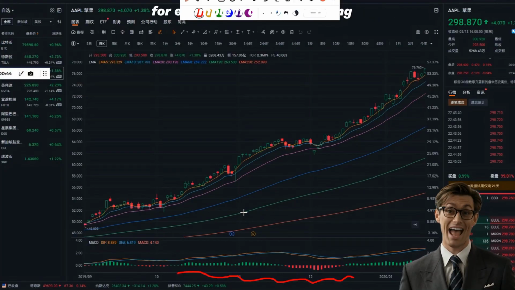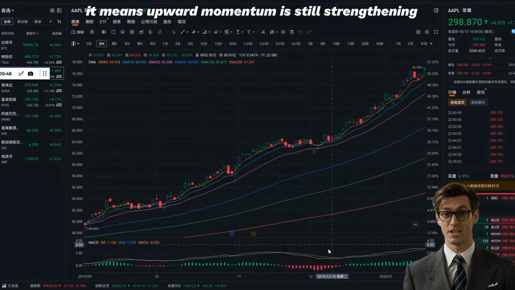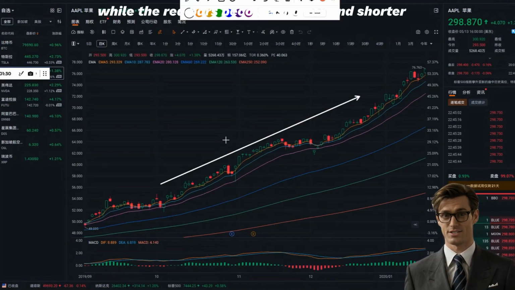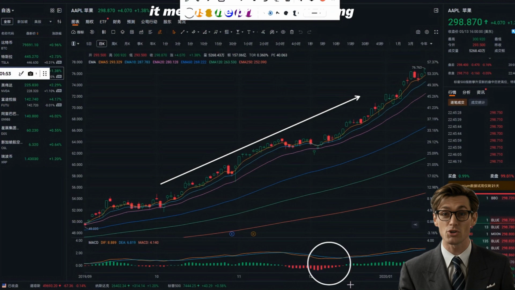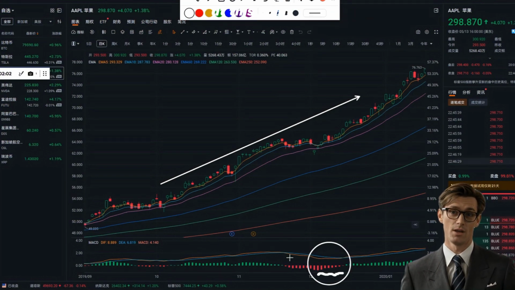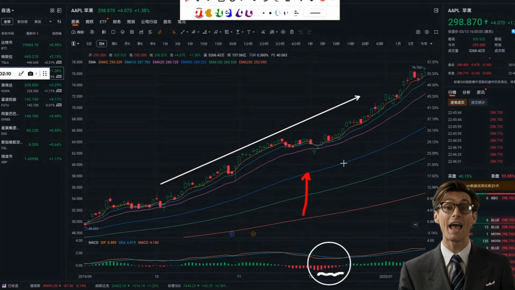For example, if a stock is rising and the MACD red bars keep expanding, it means upward momentum is still strengthening. But if the price keeps making new highs while the red bars become shorter and shorter, it means the price is still rising, but the strength behind the move is weaker than before. At this point, vigilance is warranted against the depletion of momentum at elevated levels.